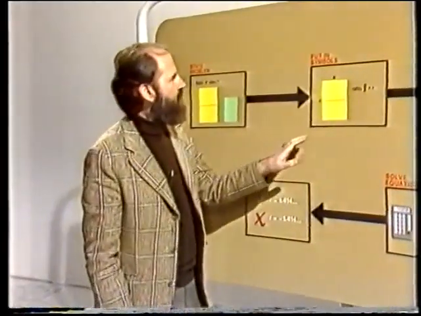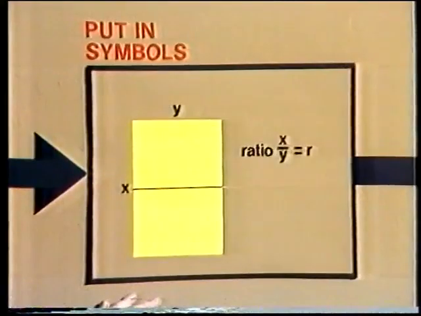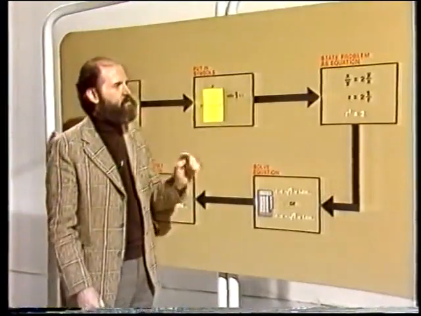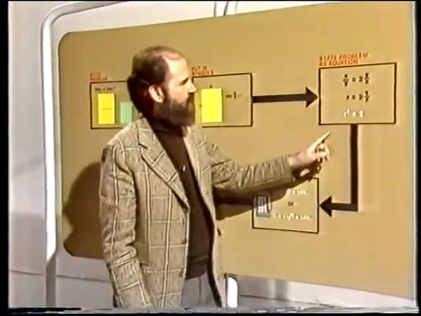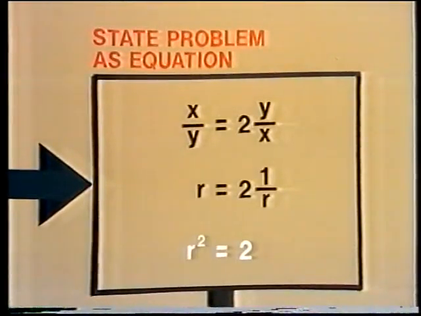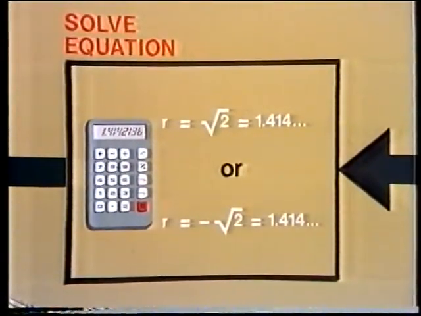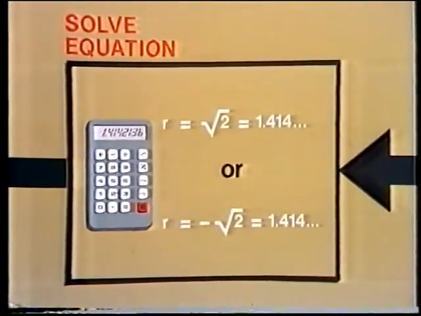The next step is to introduce symbols, and that's exactly what John did. x for the height, y for the width, and he called the ratio x over y, r. Now, with these symbols, the problem can be restated, and that leads to this simple quadratic equation. Now, solve the equation. There are two solutions. r is equal to plus or minus root 2, and root 2 is 1.414 to 3 decimal places.